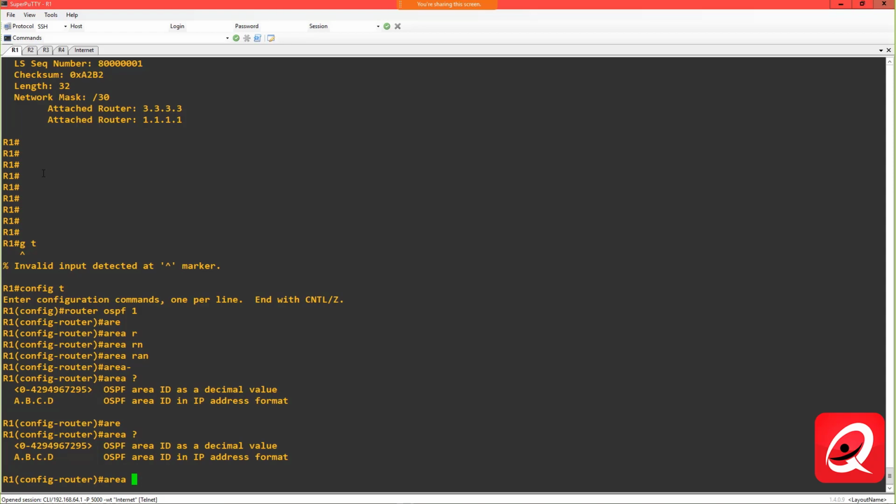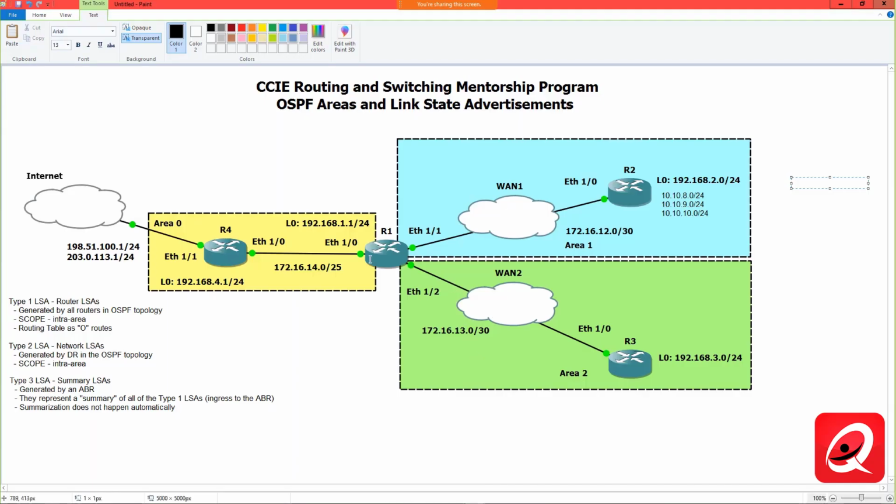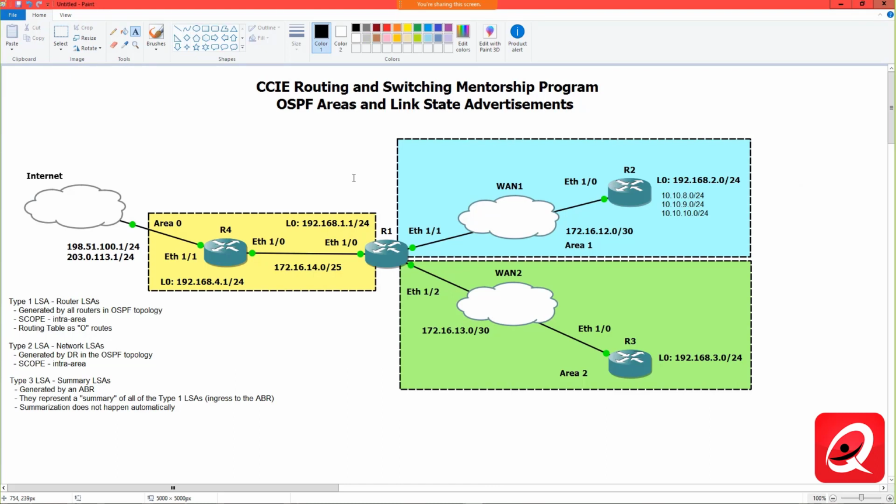So this is a really important point. And again, we'll talk about this in a little bit more detail when we get into the summary. Whenever you're doing summaries in OSPF, it's different than when you're doing summaries in EIGRP. In EIGRP, you apply the summary on the egress interface that you want the summary to originate from. So if this was EIGRP, I would most likely just summarize on this interface right here in this direction using the summary address command.